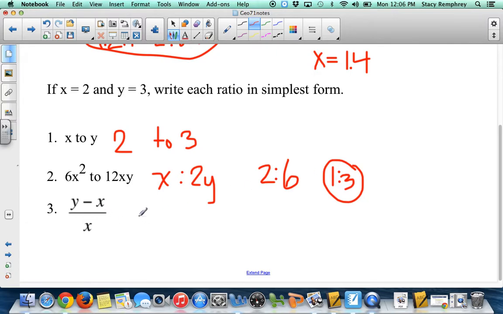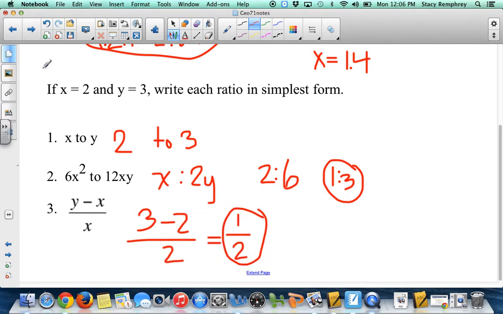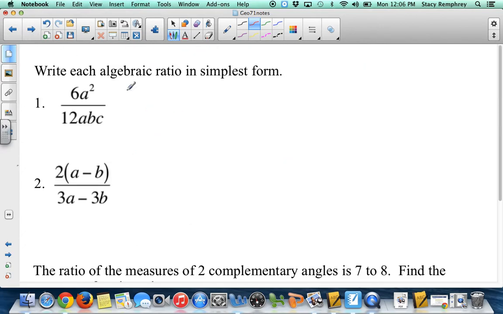And the last one, y minus x over x, gives me a 1/2 ratio. Okay, so that's just using some algebra. Okay, over here, again, it's a similar idea. This is A, because you have the 6 and the 12 cancel to be 2. And a B and a C.